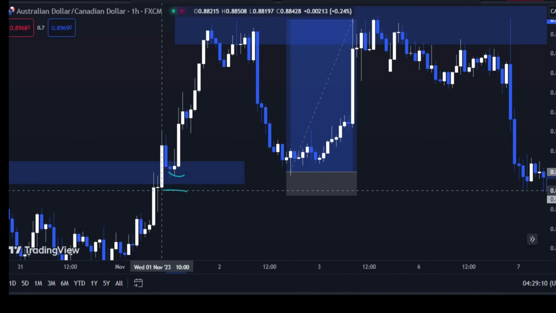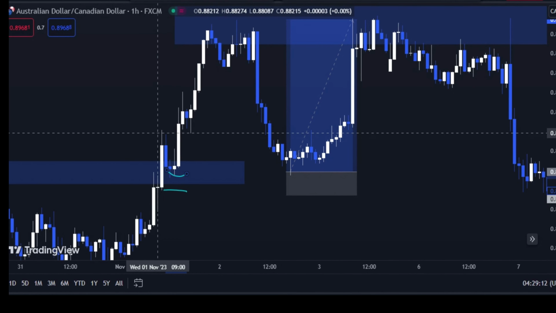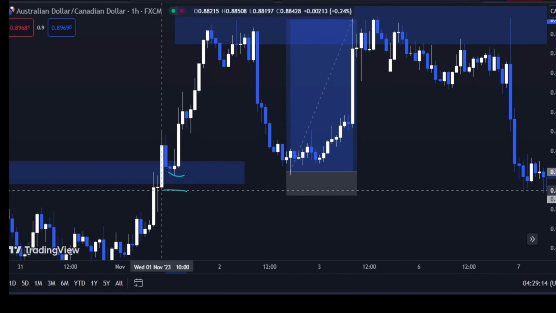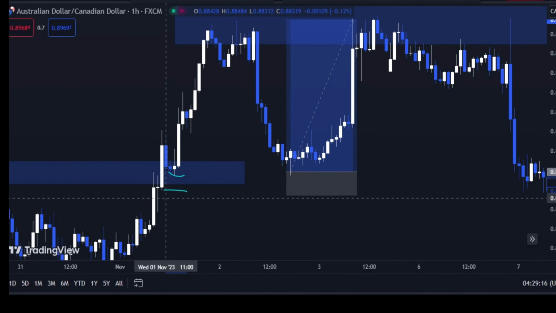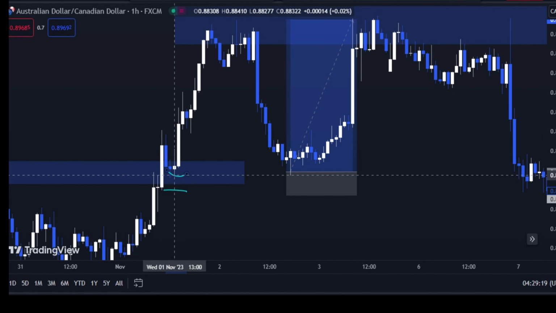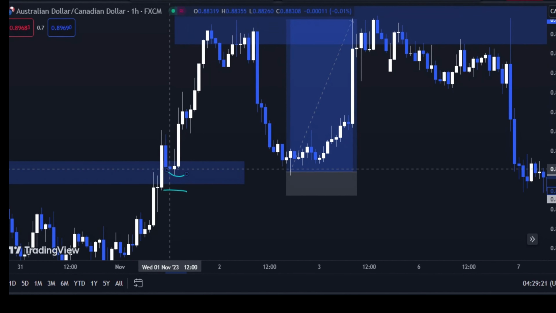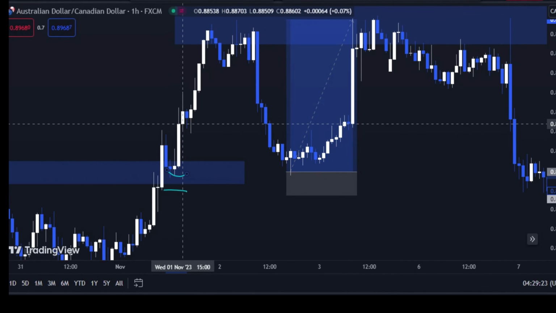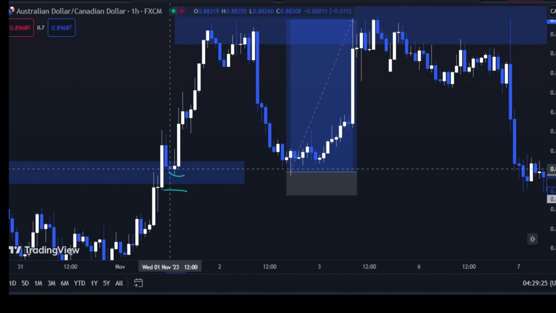So anything that is happening between here and here is considered internal structure within this candle. Price did not take out the low of this candle, so this is not considered a valid pullback. This is just a movement in price. We don't consider this a valid pullback.